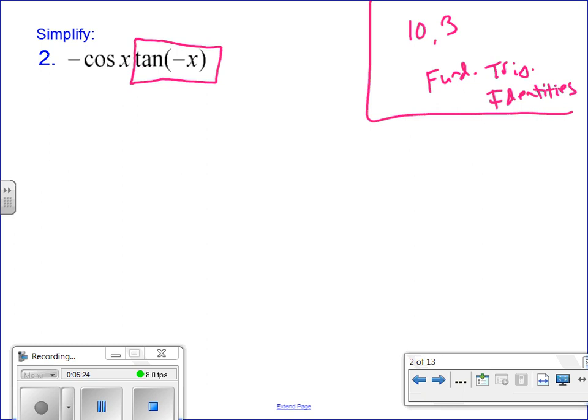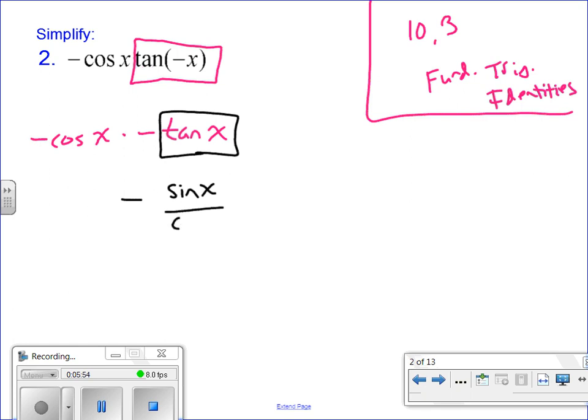We are basically going to replace that tan of negative x with a negative tan x. Are you guys okay with the first replacement? That's replacement number 1. Replacement number 2, we're going to replace tangent with something that it is equal to. Tangent you can find in a couple of places. The one we're going to use is under tangent and cotangent identities. So we're going to replace tangent with sine over cosine.